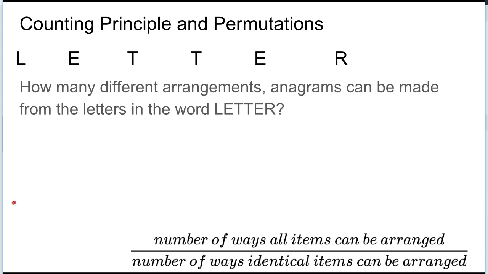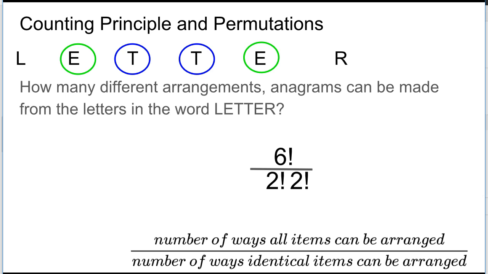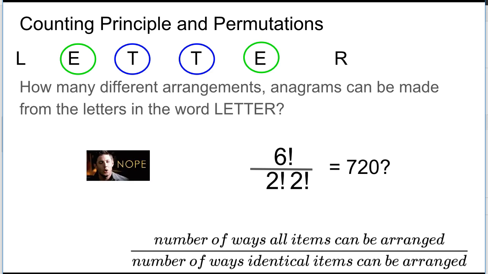Alright, so hopefully you did that, and what we've got is 2 E's and 2 T's. Hopefully you noticed that. So if you didn't get 6 factorial over 2 factorial times 2 factorial, go ahead and pause this and type that in your calculator and then see what you get. Start it back up again when you get an answer. Okay, so if you did that, did you get 720?